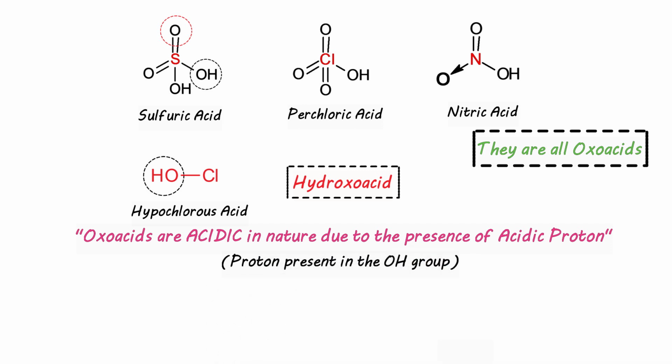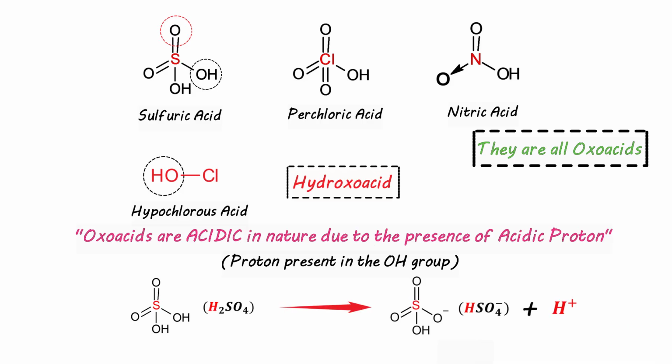For example, sulfuric acid in solution releases H plus ion, and it is the H that is attached to oxygen in the hydroxo group that has been released, which gives acidic character to the oxoacid. The anion produced is known as an oxoanion. Now, the acidic strength of these oxoacids can be predicted by the same rule as was talked about earlier, for which the link has been placed in the description.